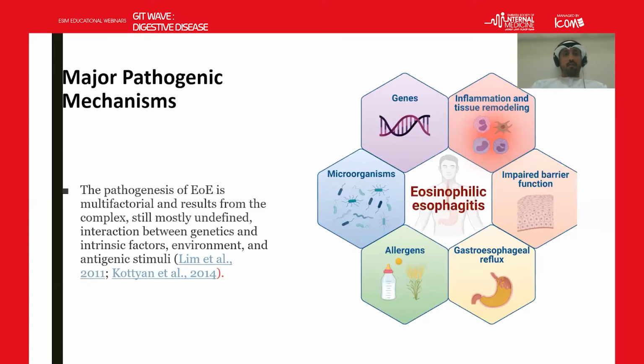So as we said, the major pathogenic mechanism is not clear until now. It's multifactorial, still undefined. It involves interaction between genetics, intrinsic factors, environmental, and antigenic stimuli. As you can see in the picture, which shows the possibility of different pathogeneses.